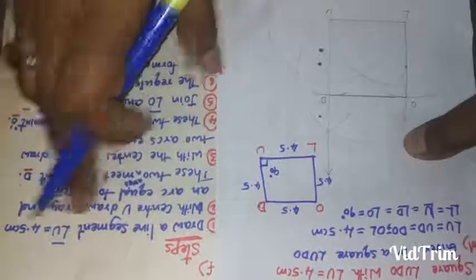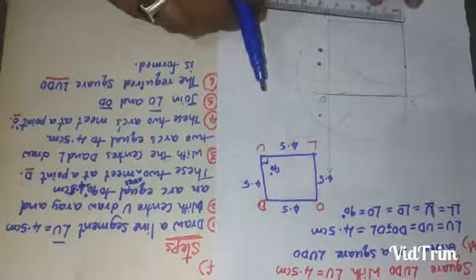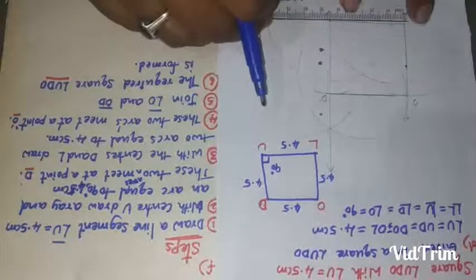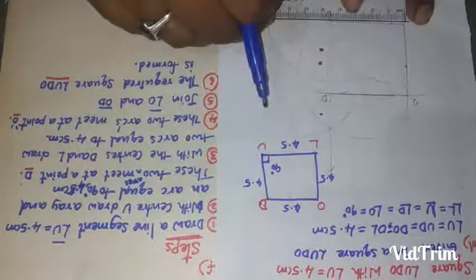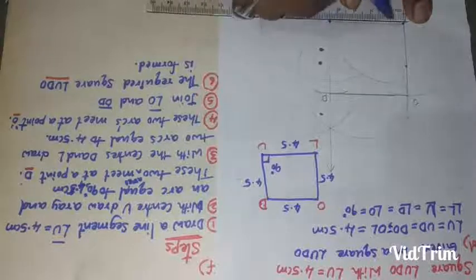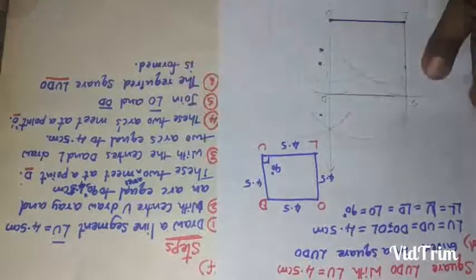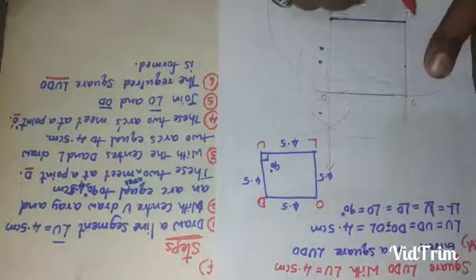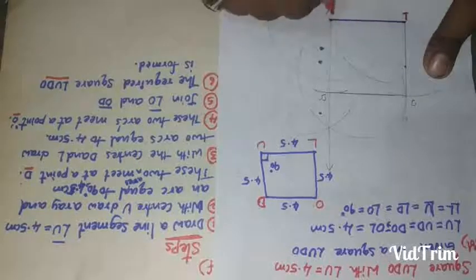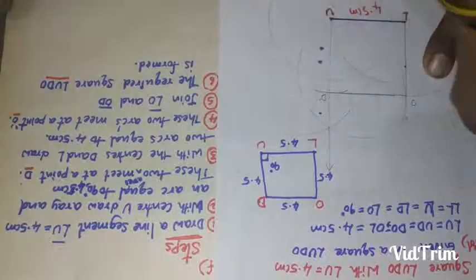Draw a line segment. LU is how many centimeters? 4.5 centimeters. See children, one point on 0, other point on 4.5. Draw a line segment. Okay. So what are the 2 points we have used here? First one is L, second one is U. Of how many centimeters have we drawn? 4.5 centimeters.